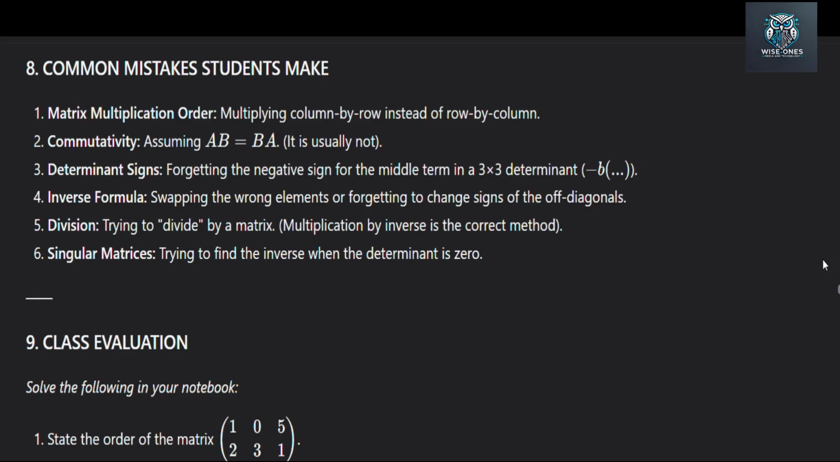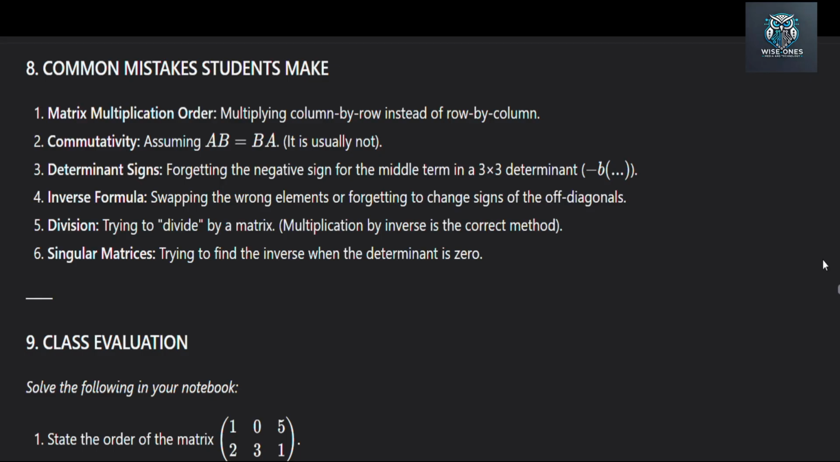Section 8, mistake number 1, matrix multiplication order. Multiplying column by row instead of row by column. Correction. Always row of first times column of second. Remember the handshake. Mistake number 2, commutativity. Assuming AB equals BA. Correction. It is usually not. Order matters.